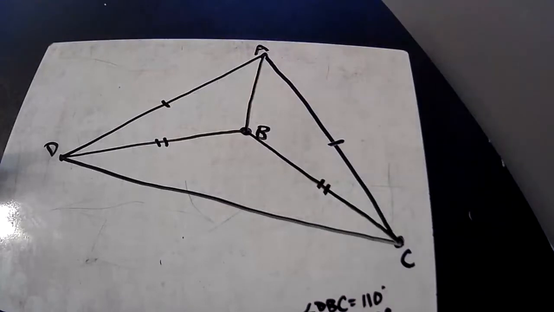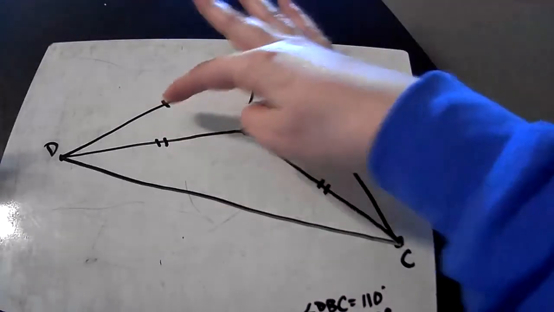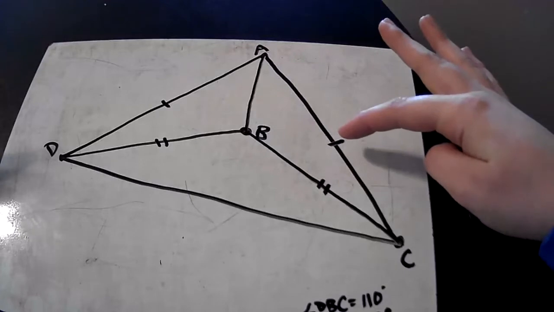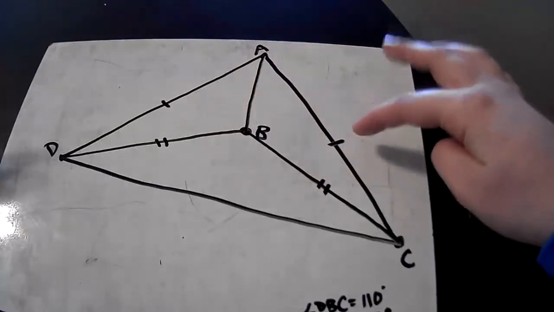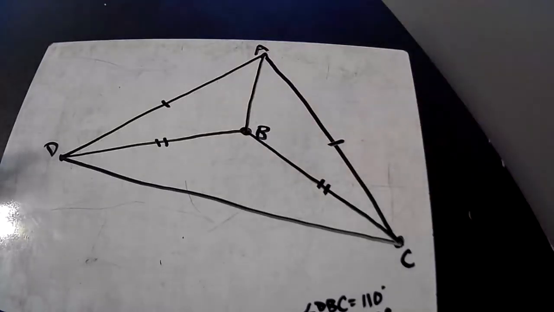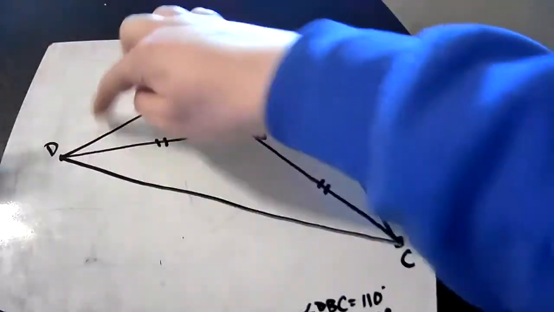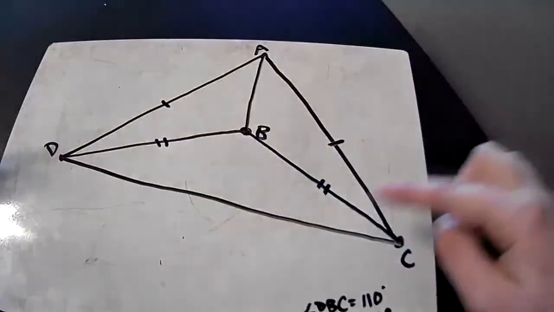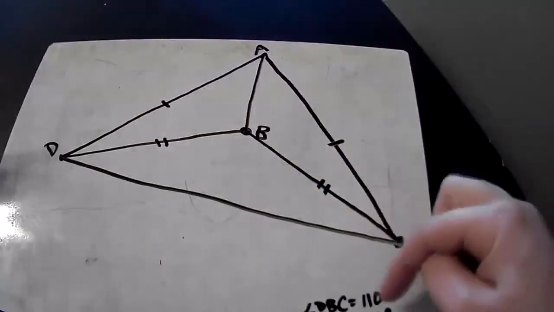What's important to know about isosceles triangles is that if two sides are congruent, that means their base angles are also going to be congruent. So I know that whatever this whole angle D is, it's going to be the same as this whole angle C over here.